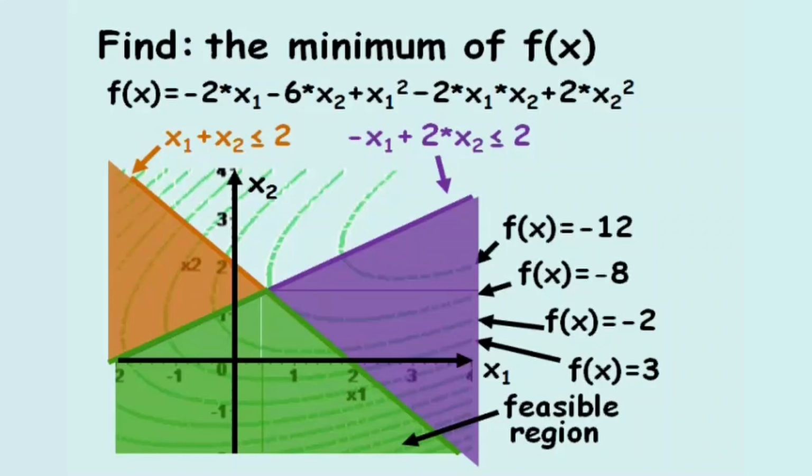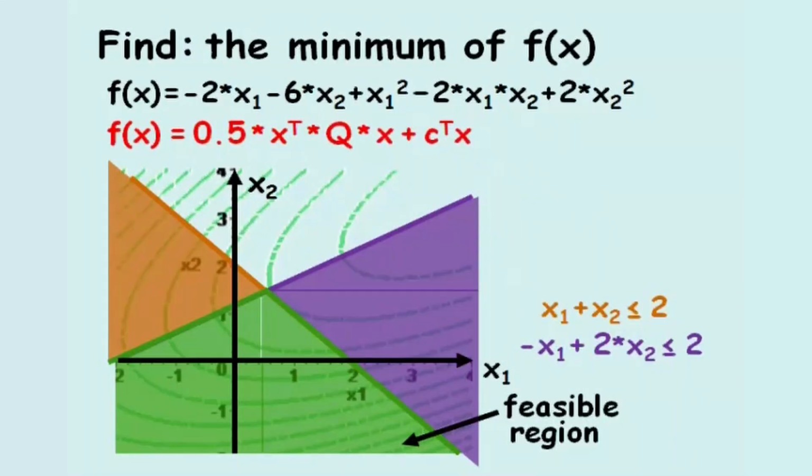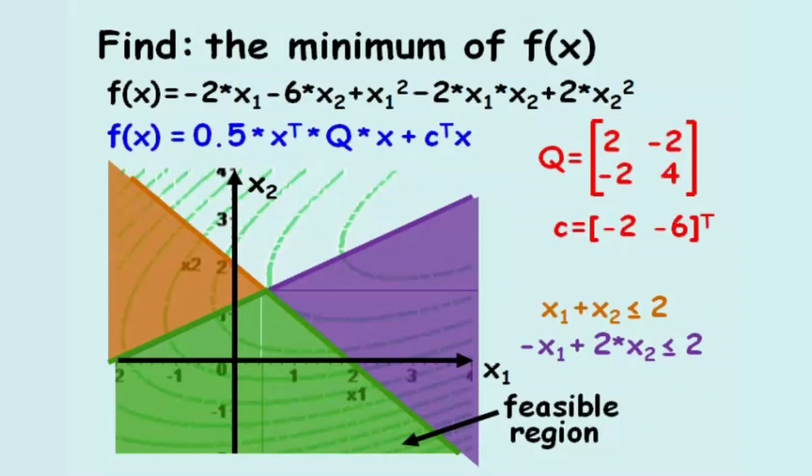If our minimizer is located along the upper right boundary of the feasible region, then the first constraint will be active. If the minimizer is located along the upper left boundary of the feasible region, then the second constraint will be active. To solve this problem, we'll write the objective function in its quadratic notation, 1/2 x transpose Qx plus c transpose x. Solving for Q and c, we get 2, -2, -2, 4 for Q, and -2, -6 for c.